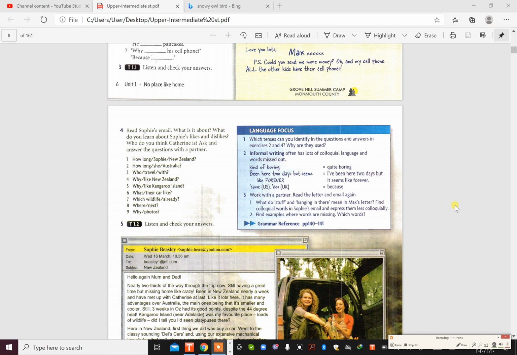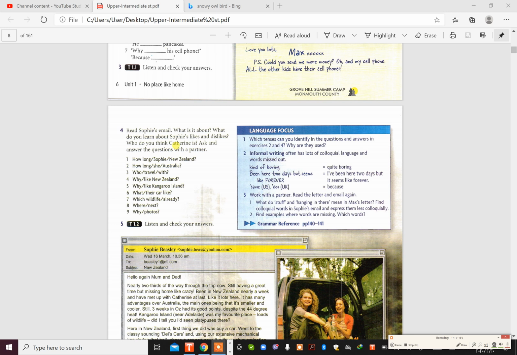So here on language focus, they ask which tenses you can identify in the questions and answers in exercises 2 and 4. I recommend you do it because they use question words, and by using the question, like how long, we use it specifically when we talk about the present perfect, or even if we look at adverbs like next or already. This helps you identify which tenses. It's really important that you know how to use the tense that fits with the question words.